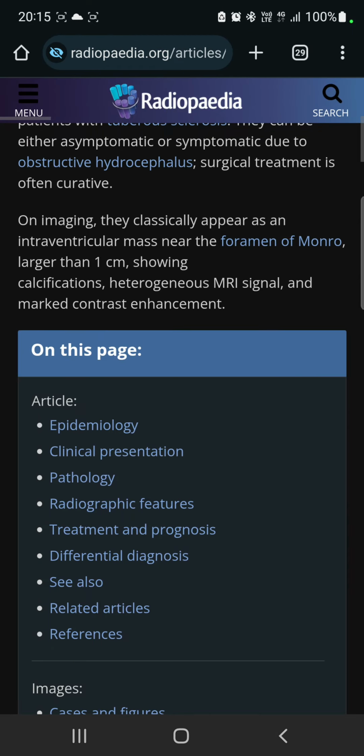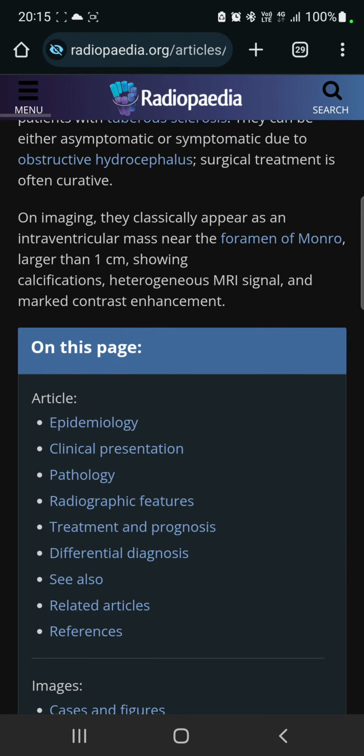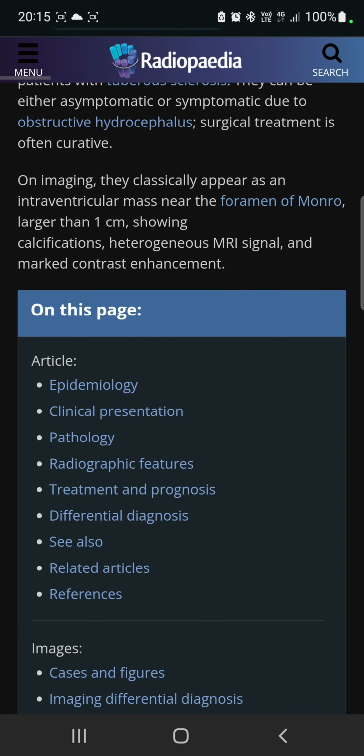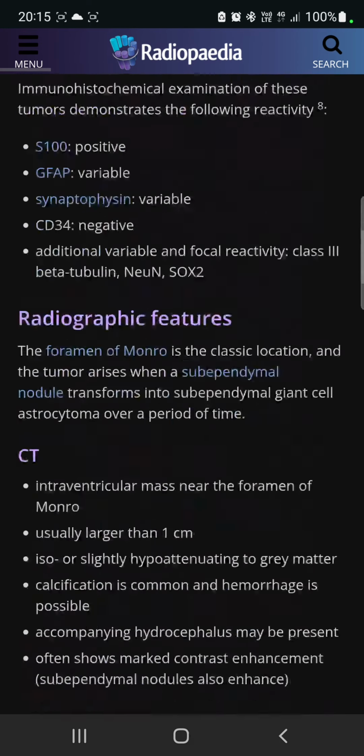In imaging, as you can see, it classically appears as an intraventricular mass near the foramen of Monro, larger than 1 centimeter, showing calcification, heterogeneous MRI signal, and marked contrast enhancement.